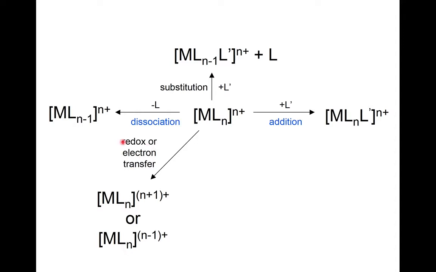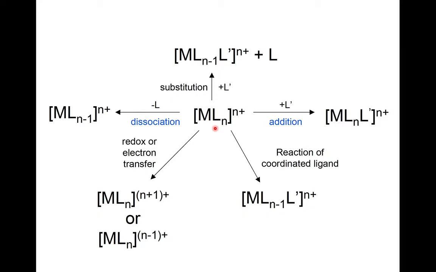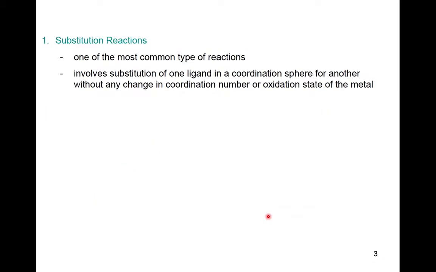Later on, we'll talk about redox. Sometime next week, we'll talk about redox reactions where we either add an electron to or remove an electron from the metal center. And also we can talk about reactions at a coordinated ligand. This is one of the most interesting for organic chemists. Often the properties of these ligands are much different once they're attached to a metal center than the free ligands. All right, let's go through some examples of each.